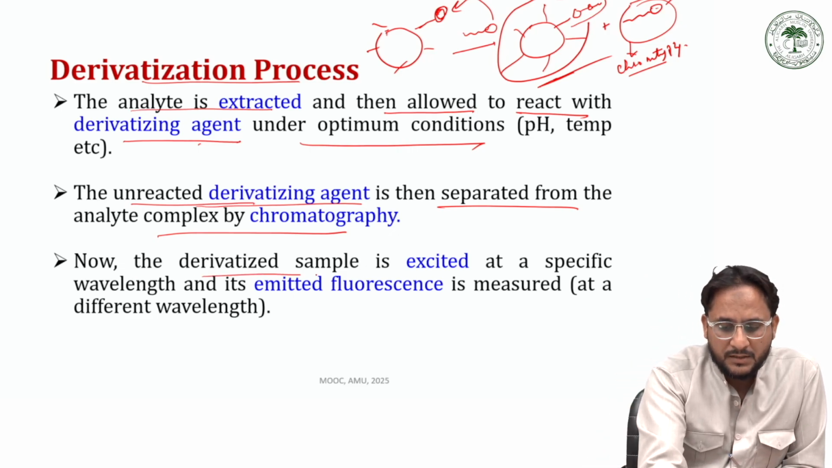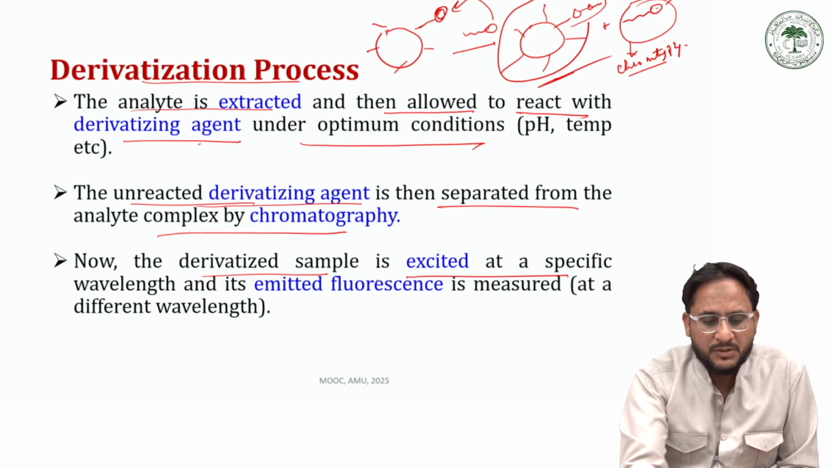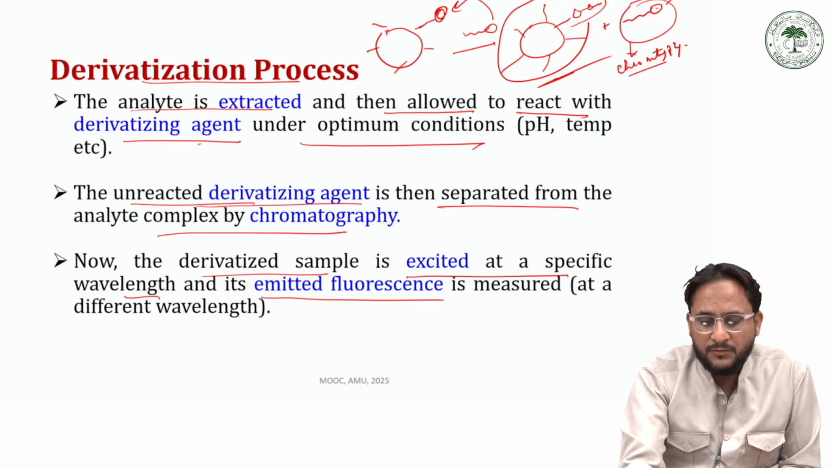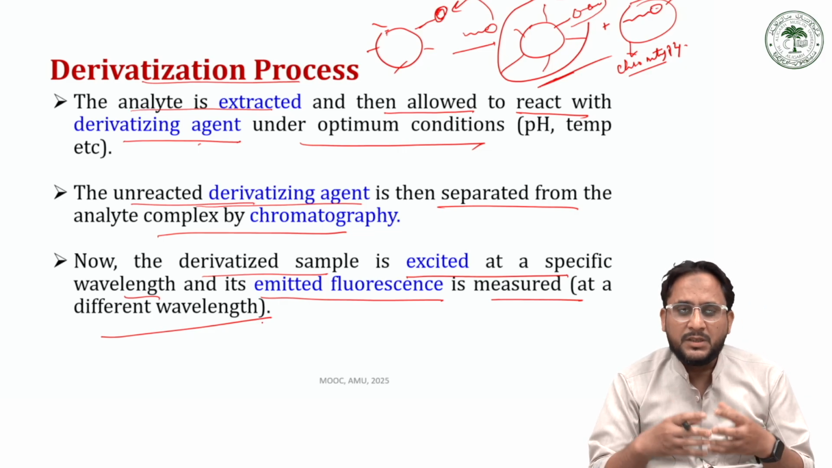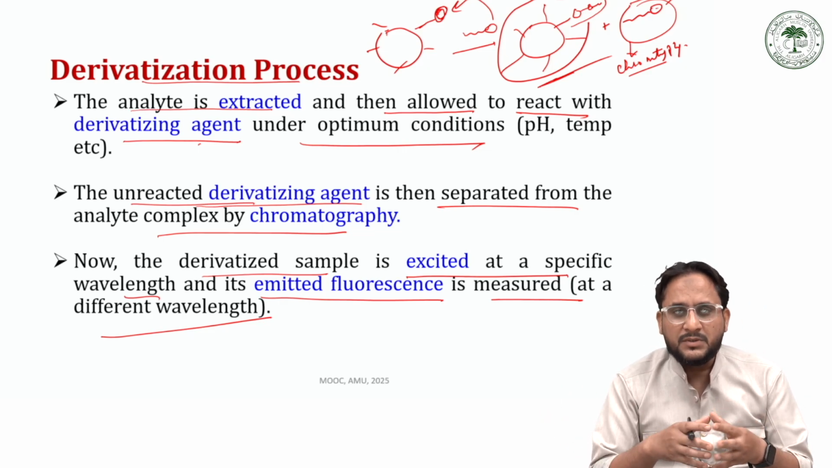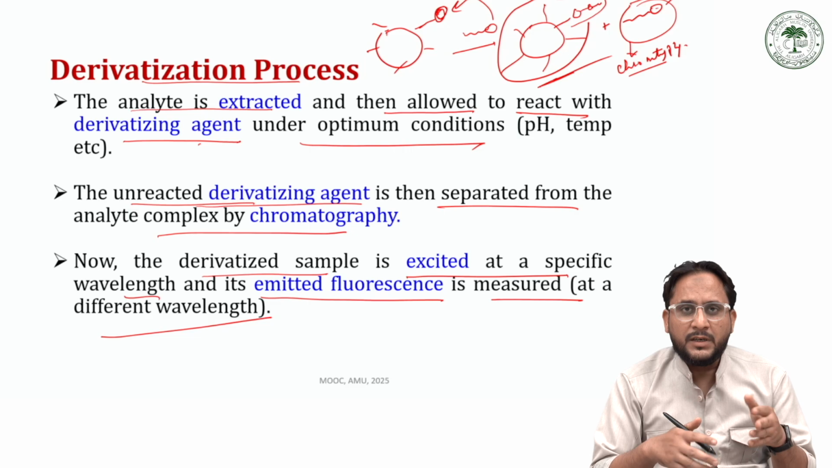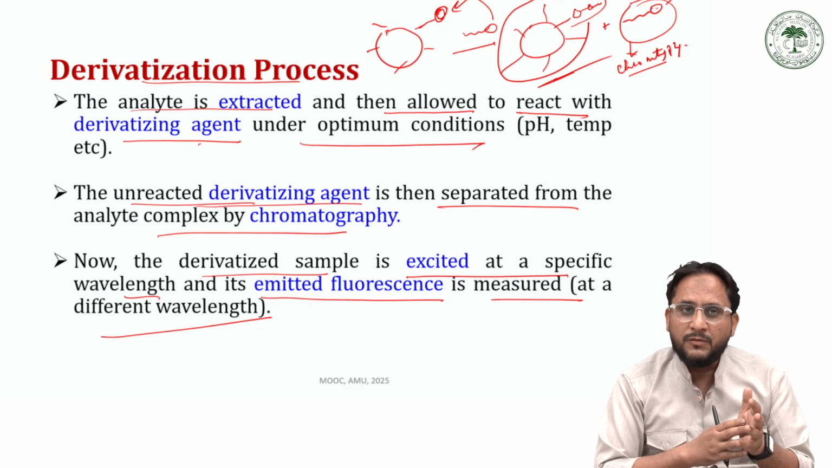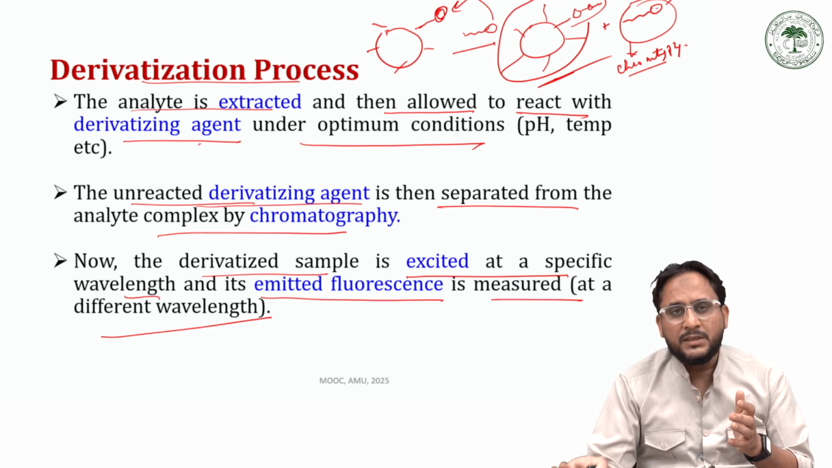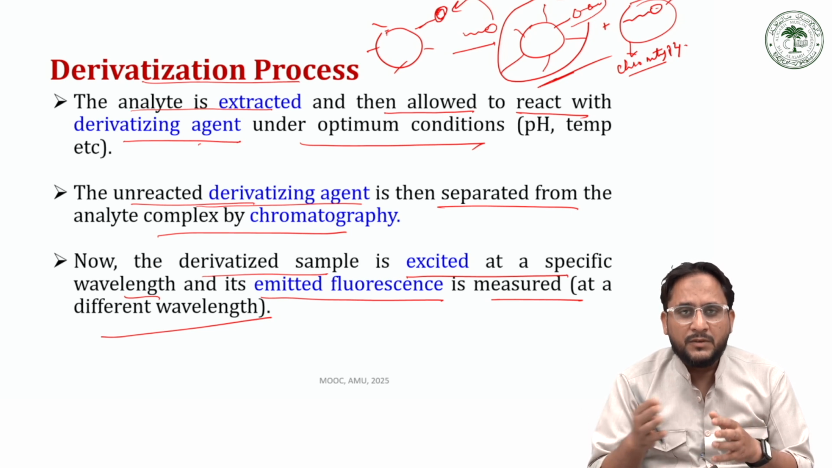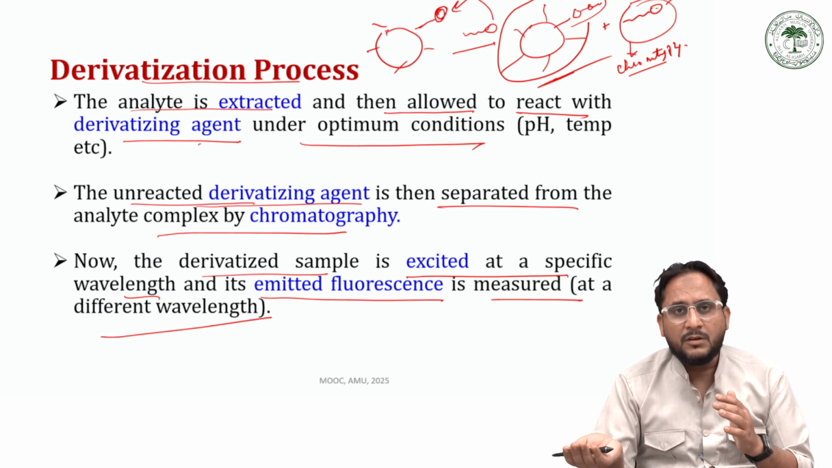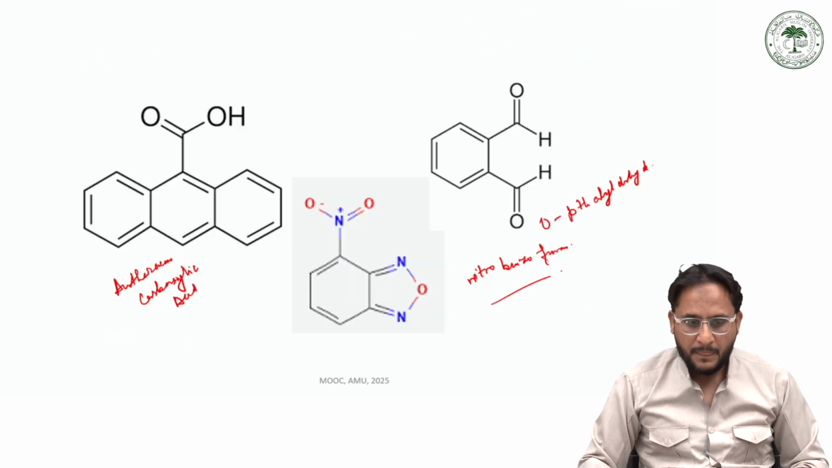Now the derivatized sample is excited at a specific wavelength, and its emitted fluorescence is measured at a different wavelength. It automatically comes at a different wavelength; it never comes at the same wavelength. The wavelength of light that is absorbed is always of lower wavelength and higher energy, while the light that is emitted is always of longer wavelength and lower energy.